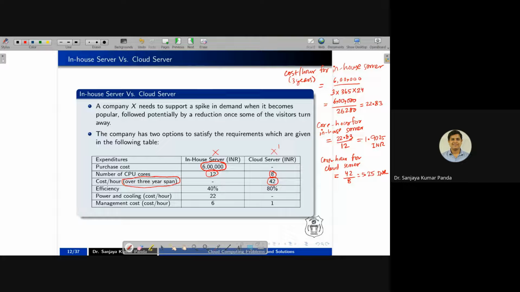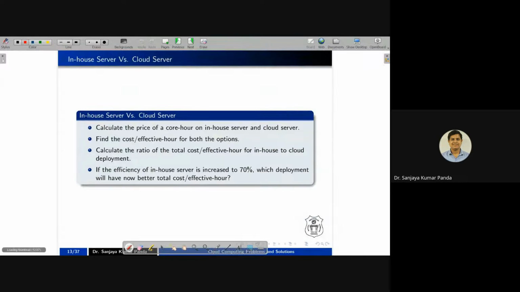So by looking into core per hour, for the in-house server we got 1.90, but for the cloud server it is 5.25. So per core hour, we are paying more in the case of the cloud server. So till this point, if somebody asks you which one is better, you will say the in-house server is better than the cloud. In-house server is always better than the cloud.